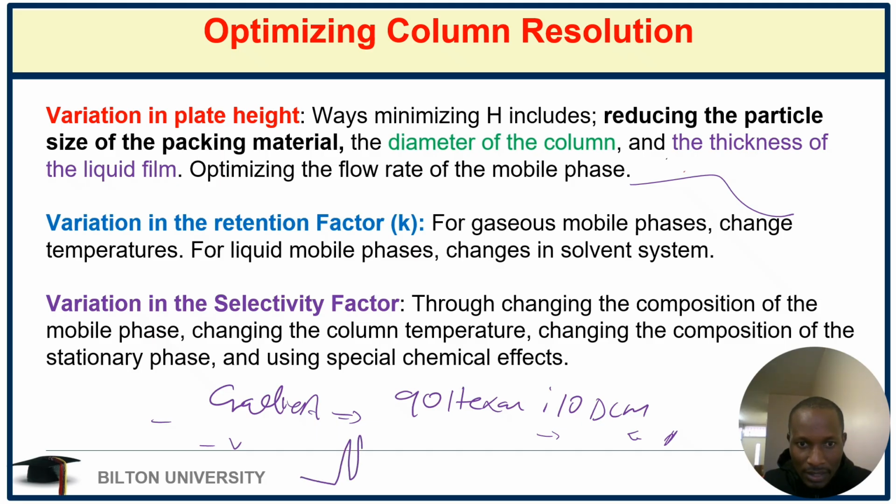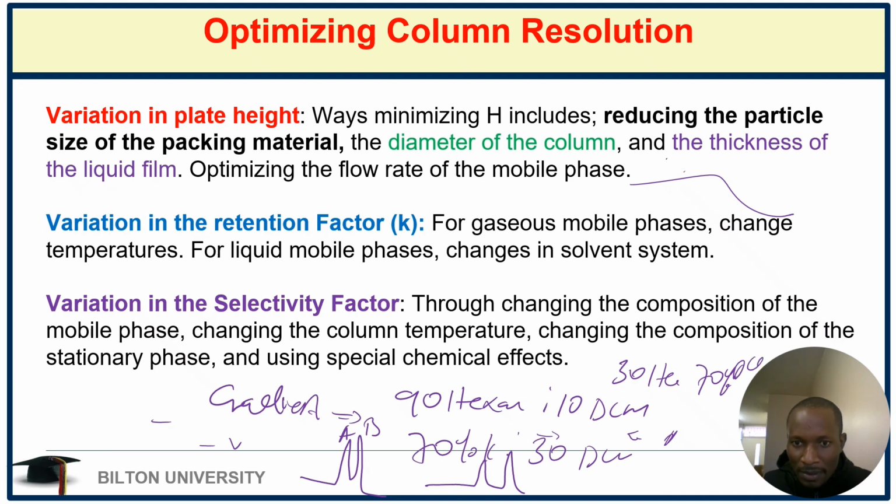Let's say this gives us this separation, and then we're like, this is not proper separation. This is peak A, this is peak B, and then we change it into maybe 70% hexane to 30% DCM, and now we are seeing a peak separated this way, and it is still not much better. What if we take it maybe to 30% hexane and 70% DCM, and now our separation is perfect.